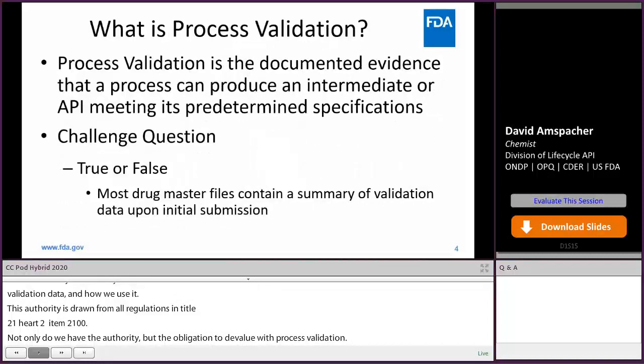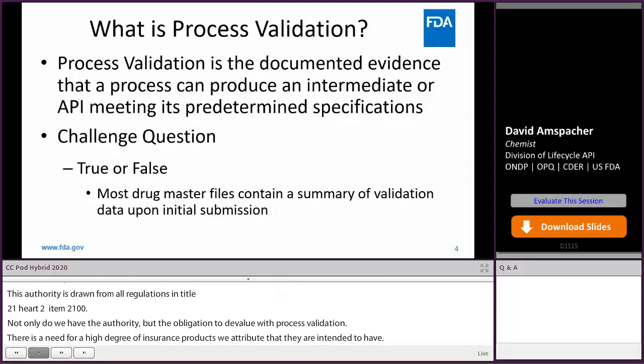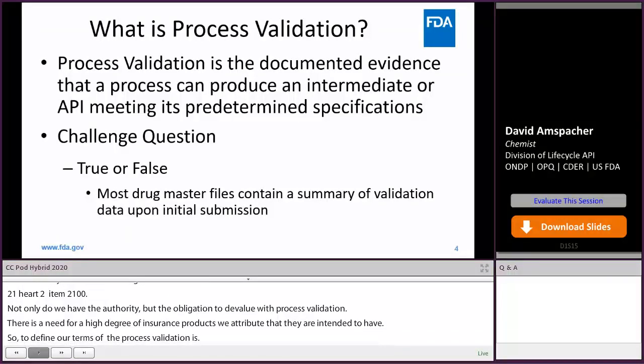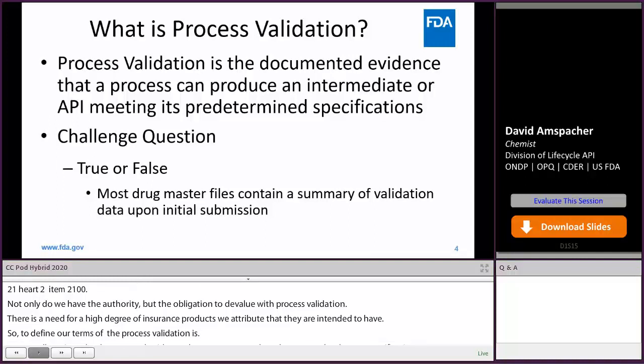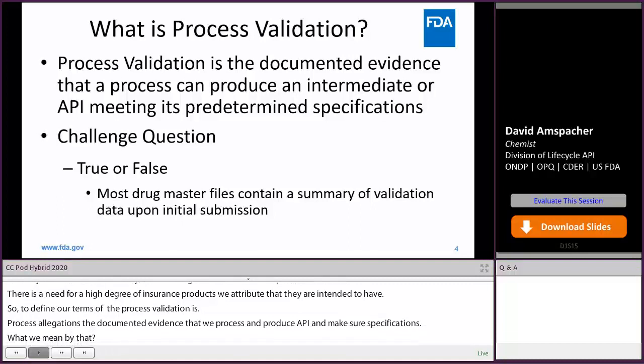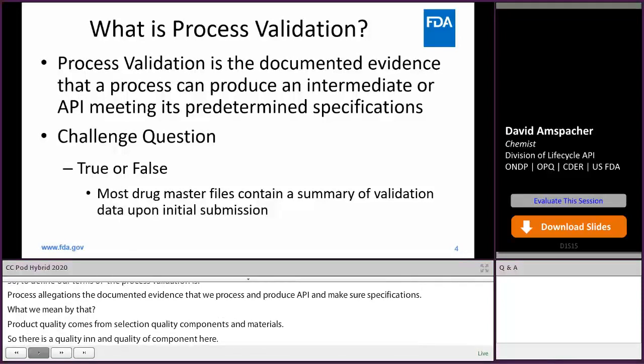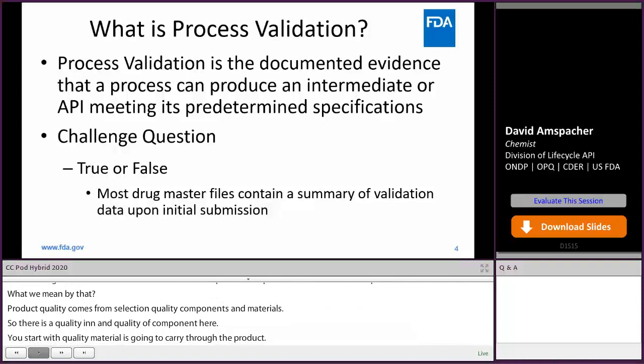So to define our terms, let's talk about what a process validation is. Process validation is the documented evidence that your process can produce API that meets specifications. So what do we mean by that? Product quality is derived from careful and systemic attention to selection of quality components and materials. So there's a quality in and a quality out component here. If you start out with quality material, that's going to carry through to the product. Adequate product and process design and control the process through in-process and end-process testing. What this means is that you have to say what you're going to do, and then you do what you said you were going to do, and show us evidence that your process did what you said it was going to do.